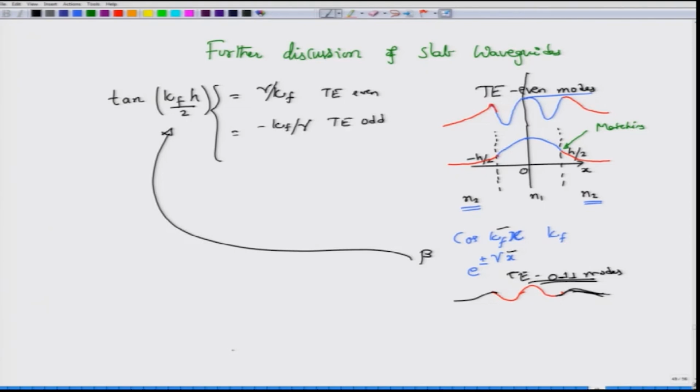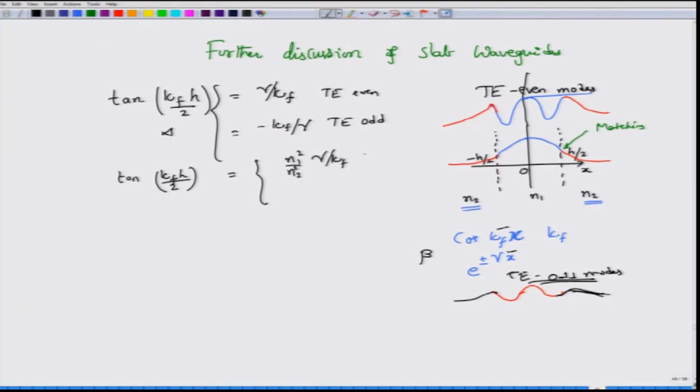In both cases the solutions are not simple, because you have a transcendental equation. For the TM modes, the left hand side essentially is the same. So, you have tan(kappa_f h/2) being equal to (n1^2/n2^2) gamma/kappa_f, and this would be for the TM even modes, and minus (n1^2/n2^2) kappa_f/gamma for the TM odd modes.